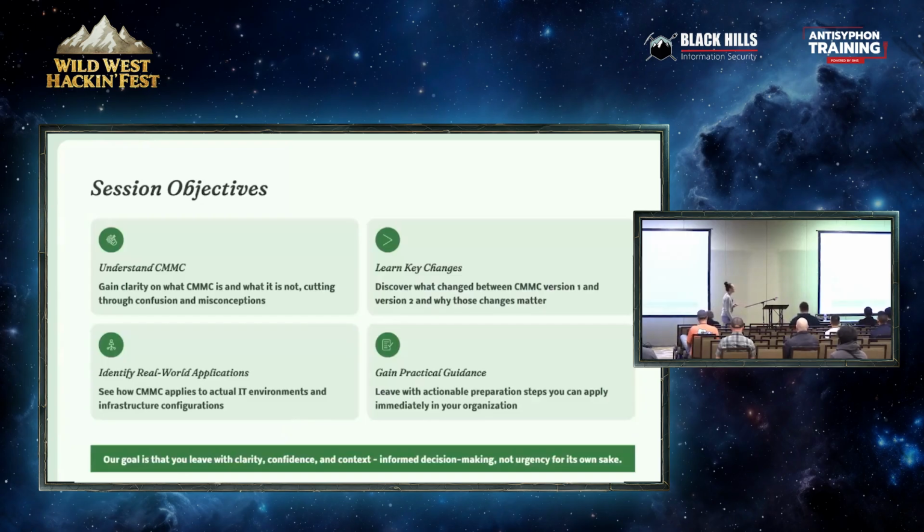All right, so our session objectives. We're going to talk about what is CMMC, the nitty-gritty of it, confusion and misconceptions. When we start talking a lot about what is the scope, what is applicable and what is not, let's talk about what that is in a clear way to make sure that you understand what is in scope and what is not. Talk a little bit about version 1 and version 2 and why those changes matter. We did move to version 2 not too long ago, and so we want to make sure we're looking at the right things. We're going to talk about actual IT environments and infrastructure configurations.